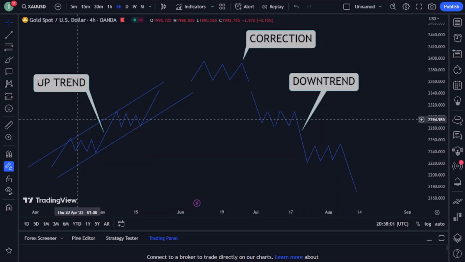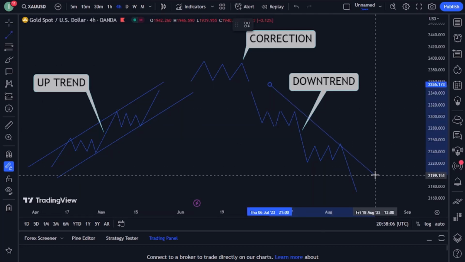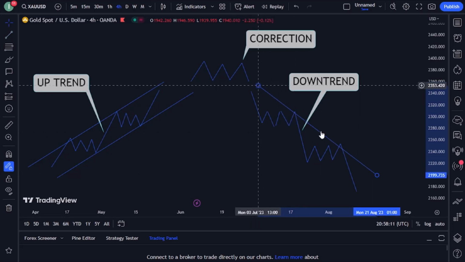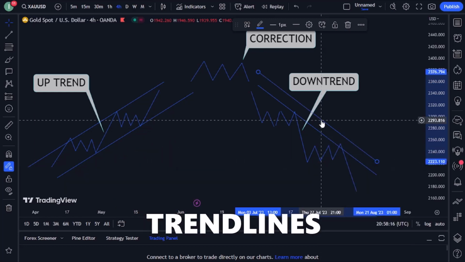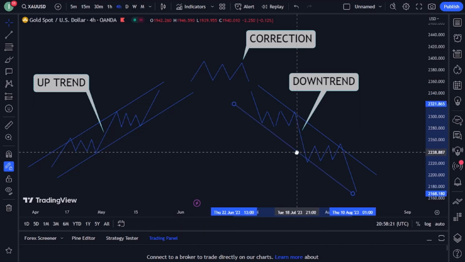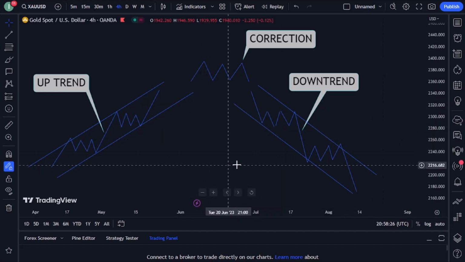So let's do it like this first. Let's also put our trend line on the downtrend. Trend lines are powerful. With trend lines only, man, you are able to make money. You don't need so many tools in the market. It depends on your strategy or your mentor, but for me, I only use trend lines and support and resistance.